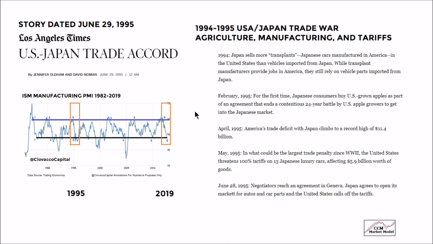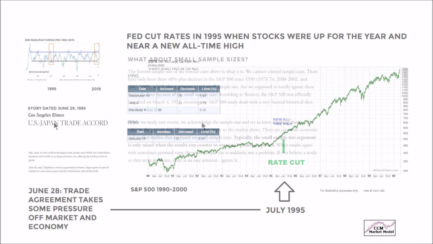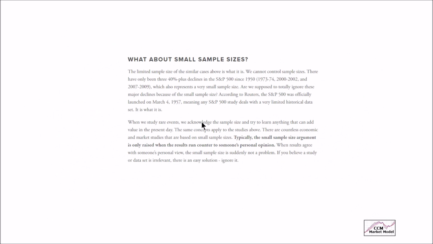Clients and regular viewers know this isn't the only thing that's similar between 1995 and 2019. You can pause your video player and look at this. A lot of similarities between a new Fed rate cutting cycle. July of 1995, right here, when the S&P 500 was near a new all-time high. Just prior to that, a trade agreement was signed between the United States and Japan. If you're concerned about small sample sizes, you can pause your video player.